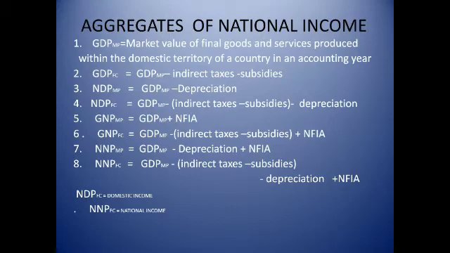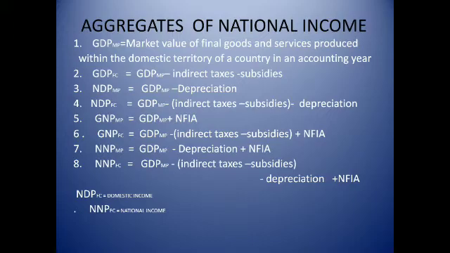The sixth value is GNPfc, gross national product at factor cost. That is calculated as GDPmp minus indirect taxes minus subsidies plus NFIA. That is, gross domestic product at market price minus NIT, net indirect taxes, plus NFIA, net factor income from abroad.